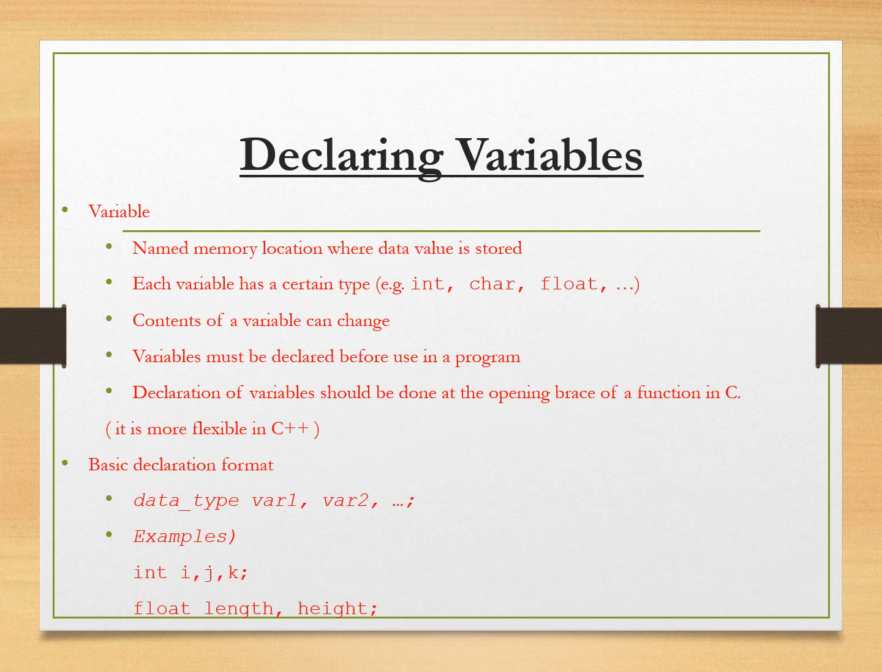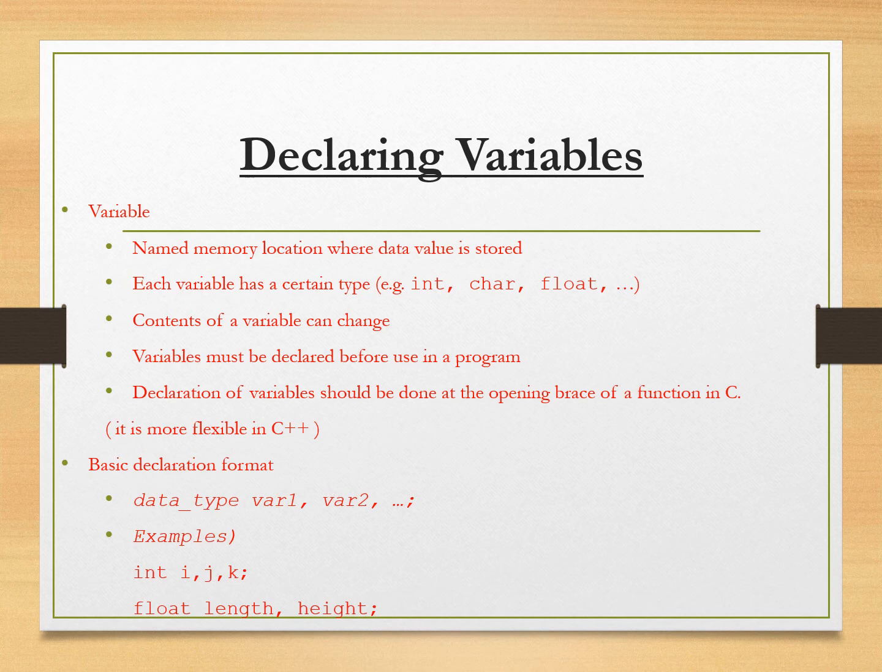Variables are named memory locations where data are stored. Each variable can be of a certain data type. There are primitive data types in C, which are int, char and float. The contents of a variable can change, and variables must be declared before being used in the program.